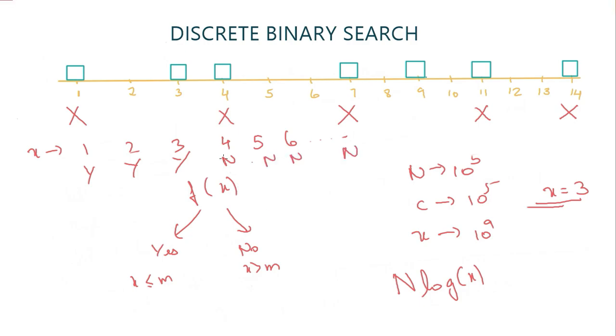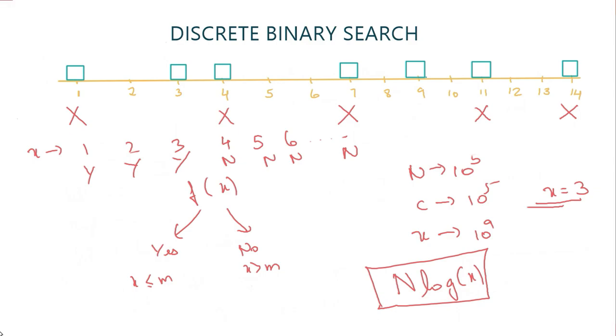So for evaluating the function f of x, that is checking whether a combination exists to satisfy the condition, it takes O of n. So therefore, our solution takes complexity n log x. So this is how you solve this question, and this is how you apply discrete binary search. In any other question, a very similar approach is chosen. Always convert your function into a series of yeses and nos and solve for x using binary search.